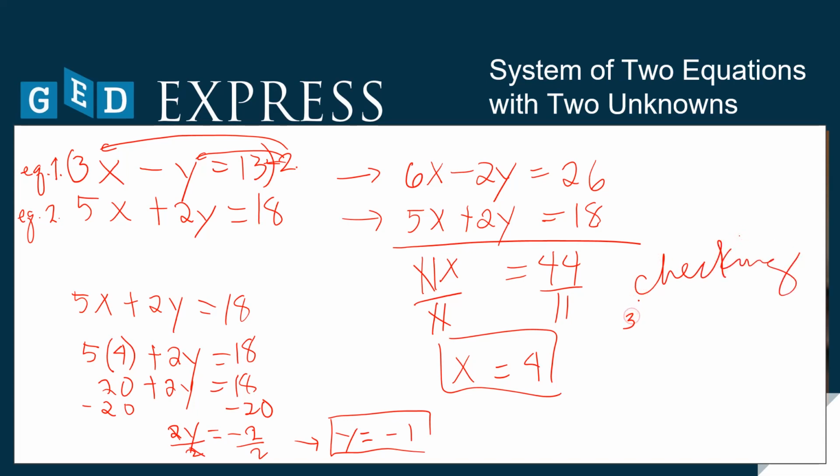So I'm going to write the equation first. 3x minus y equals 13. x is 4, so 3 times 4 minus y, and y is minus 1. 3 times 4 is 12. Okay, again, y is minus 1. So minus times minus is plus, 1 equals 13. So 13 equals 13. So the values that we found for x and y are correct. Okay, it's simple. Let's try another example.